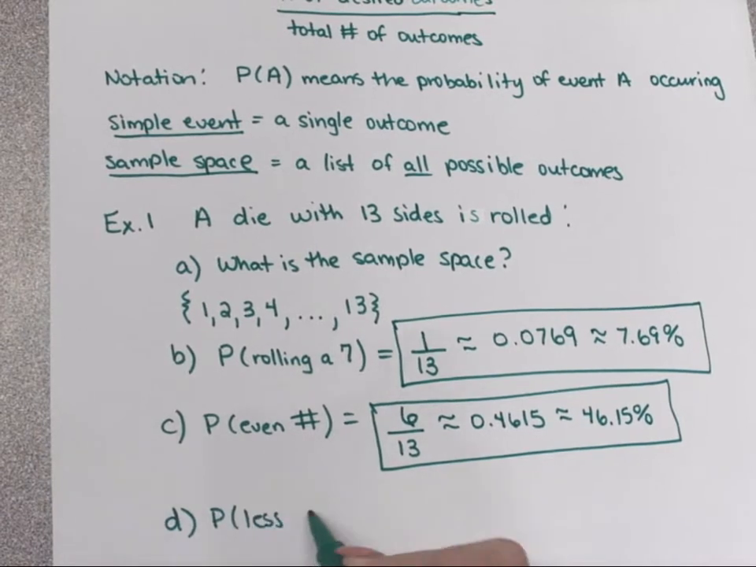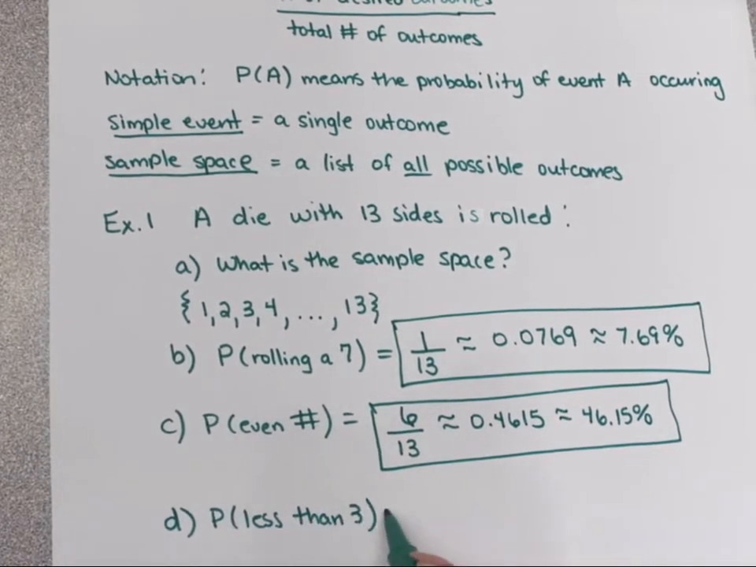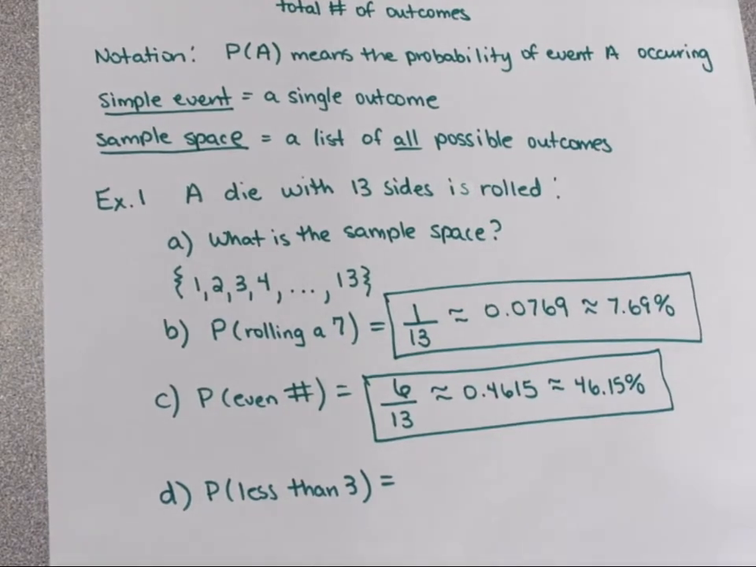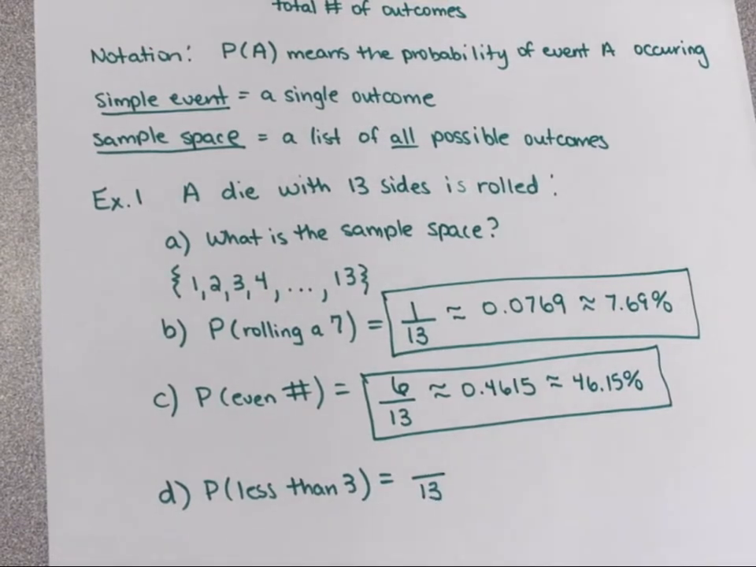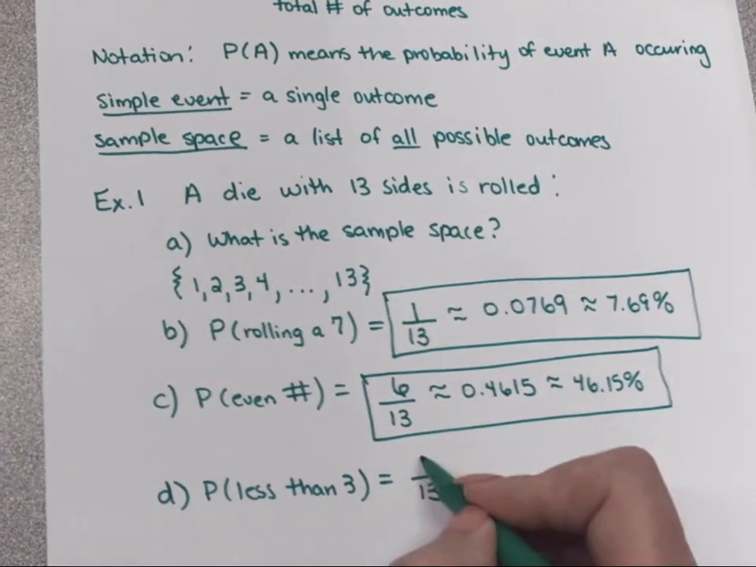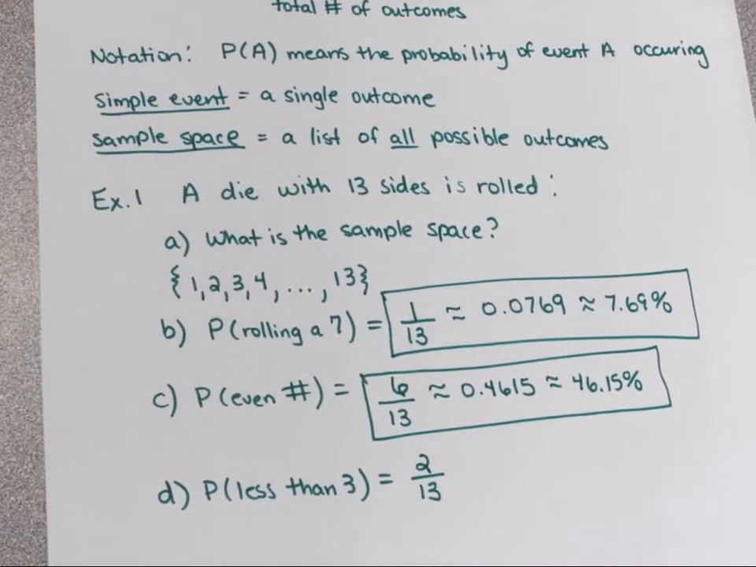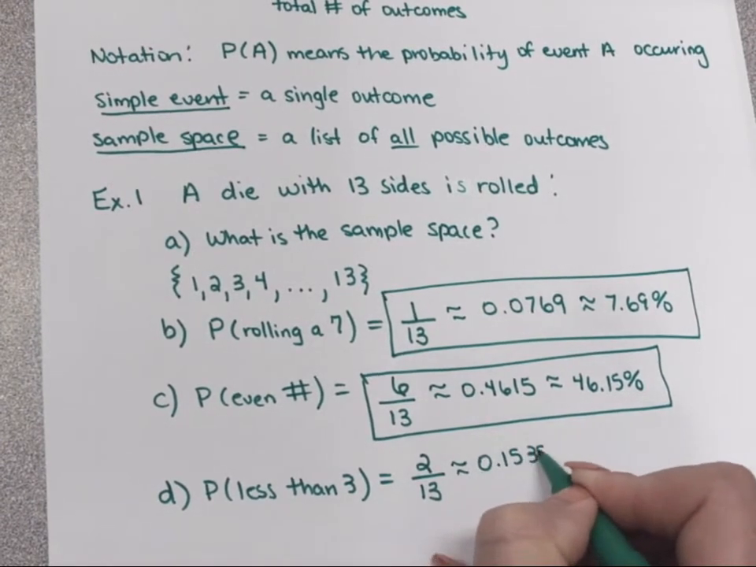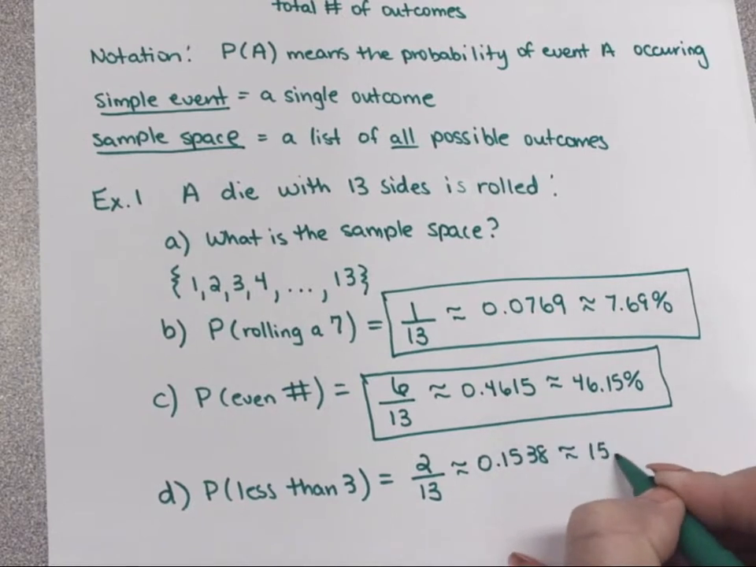And then what about this last one? What about the probability of rolling less than 3? So again, how many choices do I have on this die? 13. Okay, so notice that should be my denominator all the way across. How many things are less than 3 on this die? 2 different things, right? The number 1 and the number 2. So that's 2 choices. And 2 divided by 13 is about 0.1538 or about 15.38%.